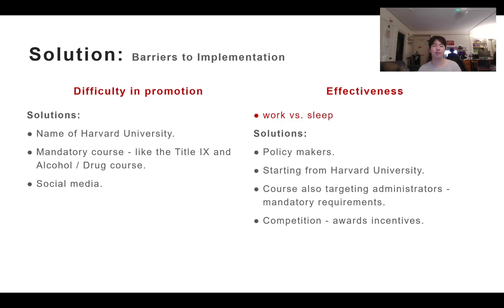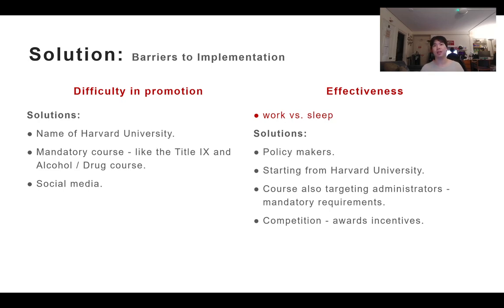But it might not be effective because people still prioritize work over sleep. We might get the policymakers to decrease the work time because we have the course to help them get more educated and know more about getting more sleep. So they might help us make some regulations about getting more sleep. And also the Harvard University name is very helpful. The competition is helpful. We have award incentives. You can have extra credits or money as incentives.